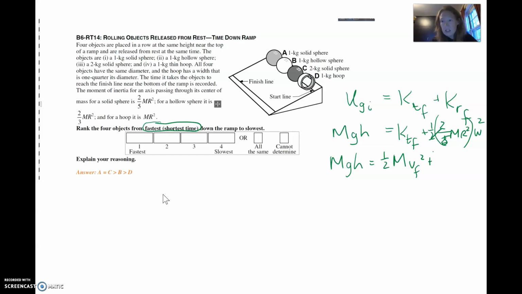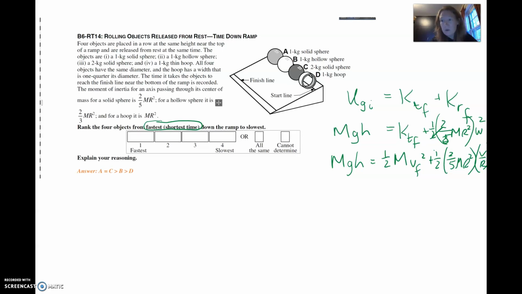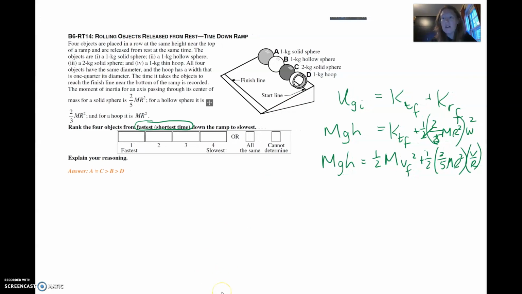And then I can put in, for instance, I can cross that out. Well, maybe we should save the 1/2 and deal with that later. Okay. And then this, again, notice I could do V over R here because it's rolling without slipping, squared. So in this way, I'm looking and comparing all these objects to each other. Mass is going to cross off here. So I'm not worried about the fact that the 2 kilogram solid sphere and the 1 kilogram solid sphere, they're going to be the same as each other.